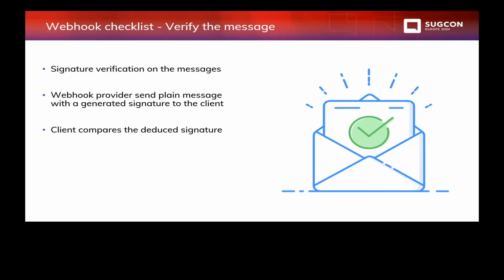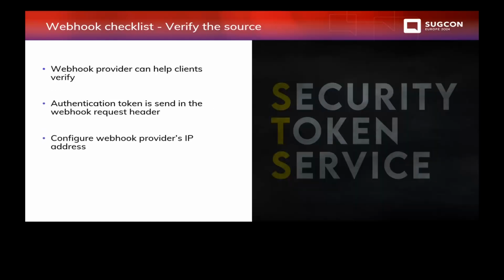Basically the webhook passes the text with the signature, and the client then has to deduce the signature or decrypt it, and then compare if the message that is received is genuine or not. This is where I'll focus more on here, verifying the source. So basically with the webhook, the client verifies the server.